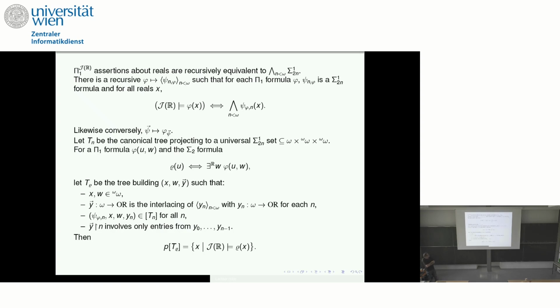Okay, so ignoring this last comment here, that already ensures that the projection of T_rho is exactly the set of reals such that J_R satisfies that. The last thing is that the y vector restricted to n, so the first n ordinals in this sequence, should only involve entries from the first n reals that we talk about here. These are the ones that correspond to the first n trees, and they're at a certain bounded level of projective complexity. So at the first n levels, you can see what bound you are in terms of projective complexity.